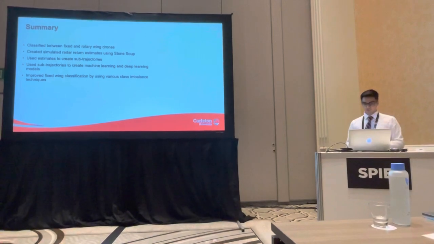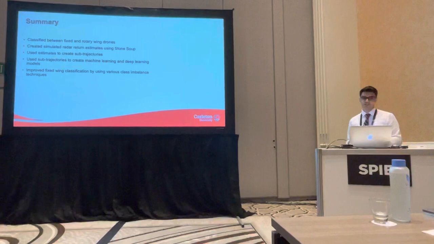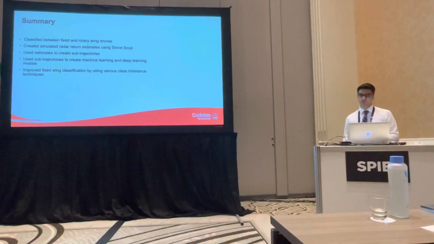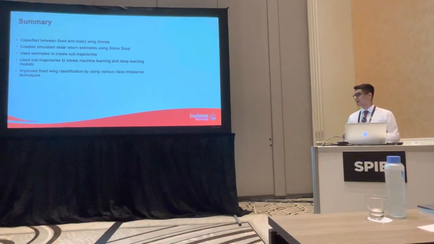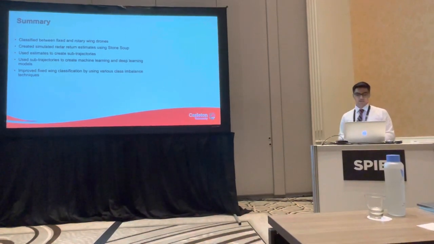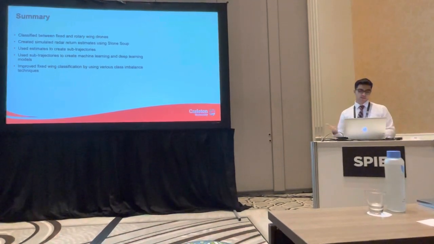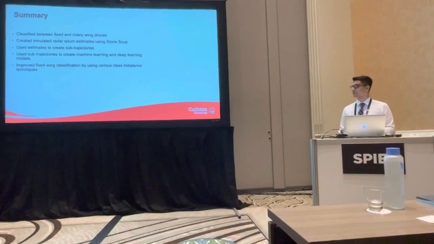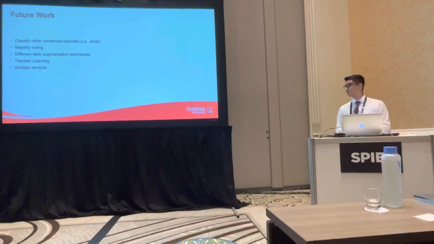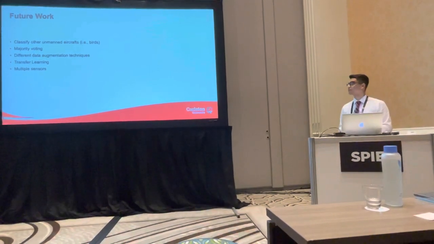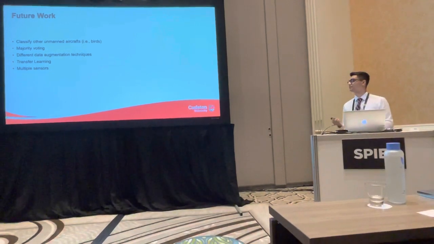So just a summary of what's been done then. We classified fixed and rotary wing drones based on their subtrajectories. To create realistic simulations, we used an open source framework called Stone Soup, and we added false alarms, misdetections, all that. Then we used these subtrajectories to create machine and deep learning models. We also went back and improved the fixed wing classifications using SMOTE and data augmentation. This was the first time we ran this project. Obviously, there's more work to be done here. The main one is, what if a subtrajectory isn't actually a drone at all?